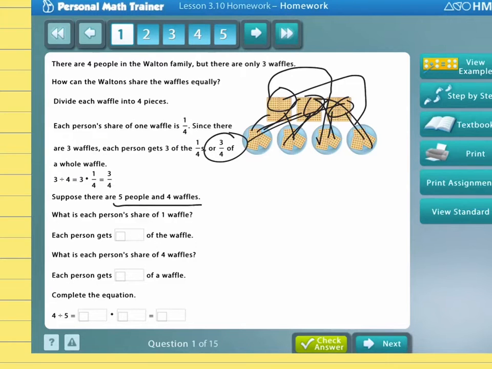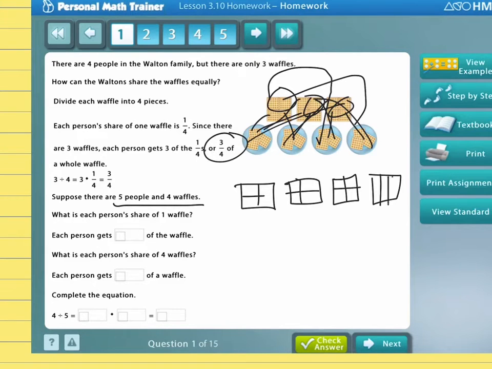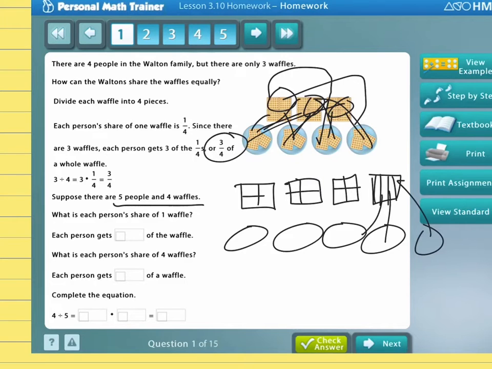So now let's suppose there are 5 people and 4 waffles. So same thing. You're just going to draw your model here. You're going to draw 4 waffles. You're going to split them into, actually I should have split those into fifths, so that was wrong of me to do that. I'll change that one there. And the 5 people, I'll make 5 plates, and each person is going to get 1/5 of each waffle here. So there's 1/5 for each plate there, and they get 1/5 of this one, and 1/5 of this one, and 1/5 of this one. So each person will get 4/5 of the whole waffle.